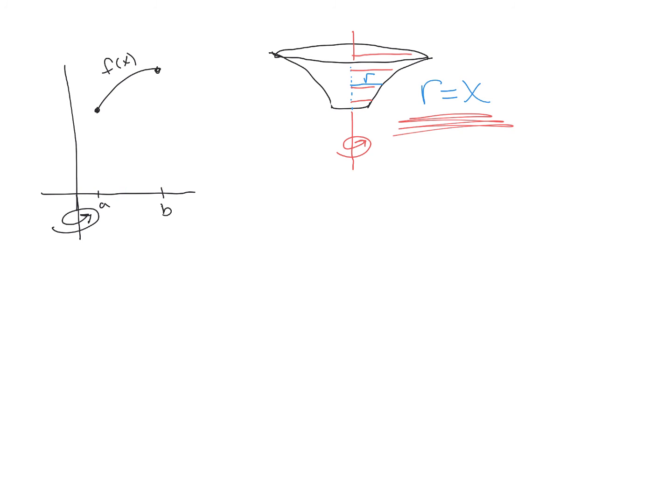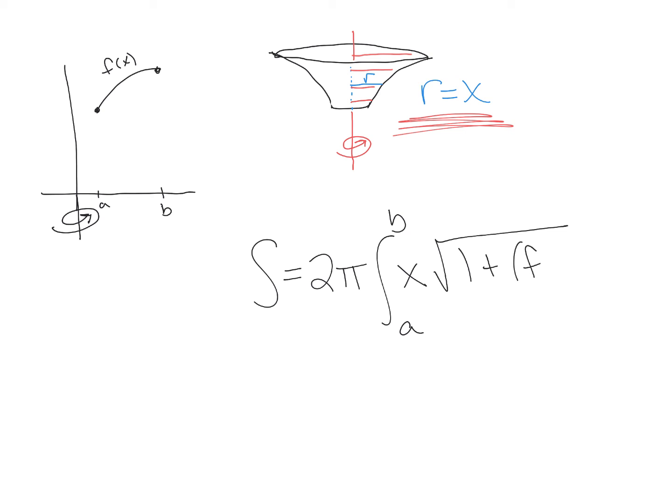Your limits will dictate where your surface is. So using x as the radius, because we're going about that y-axis, and we have a function with respect to x, then the limits will take care of cutting that hole out. Integrating from a to b, the radius is x, and we have the arc length portion, function prime squared under the radical, and a dx on the outside. Now let's work some problems.